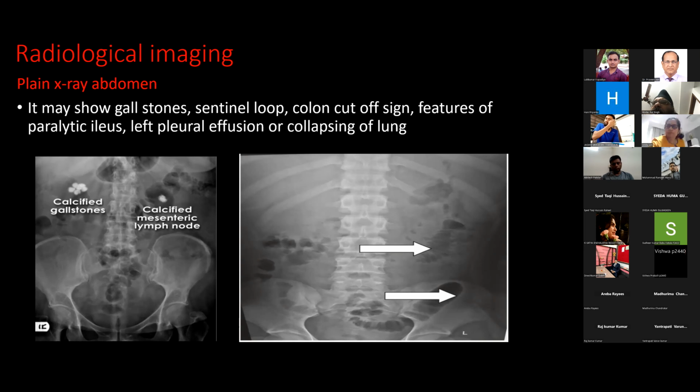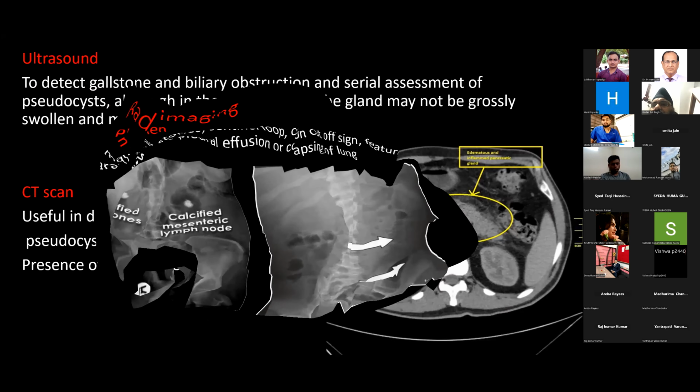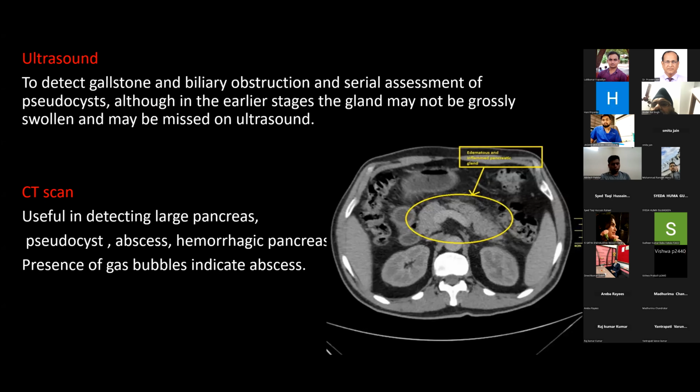Sentinel loop means an isolated distended loop of bowel seen near the site of inflamed tissue. And in the second picture, the second arrow shows the colon cutoff sign, which indicates the abrupt cutoff of colonic gas shadow due to inflammation. The X-ray shows calcified gallstone, calcified mesenteric lymph node, sentinel loops, and colon cutoff sign. And ultrasound is also mainly useful to diagnose the etiology of acute pancreatitis, to detect gallstones, biliary obstruction, and for serial assessment of pseudocyst. We'll discuss pseudocyst in the next slides.